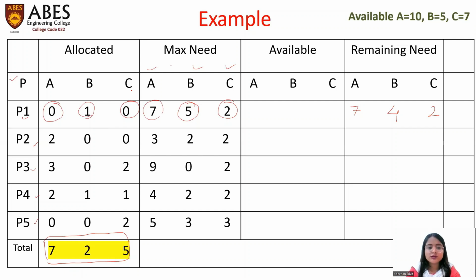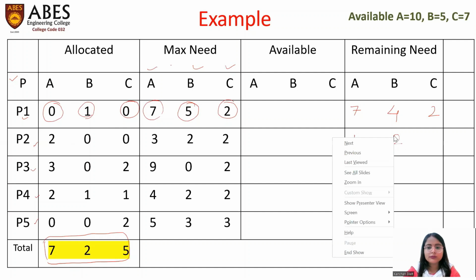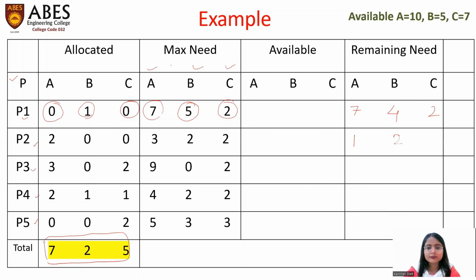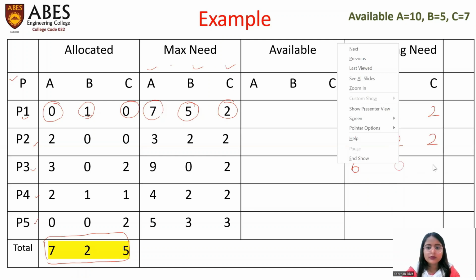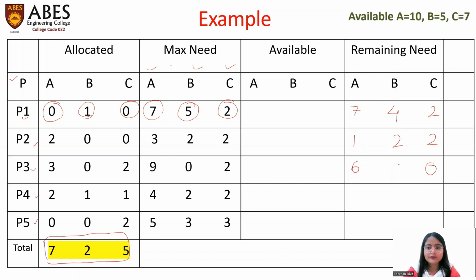Okay, now going on, 3 minus 2 will be 1, 2, 6, 0. Now 2, 1, and 1.